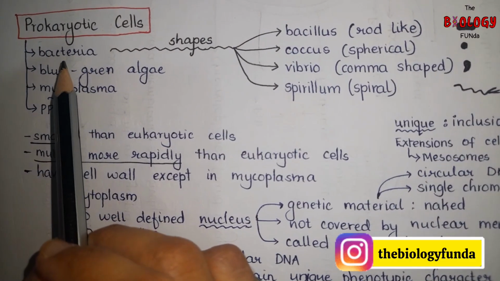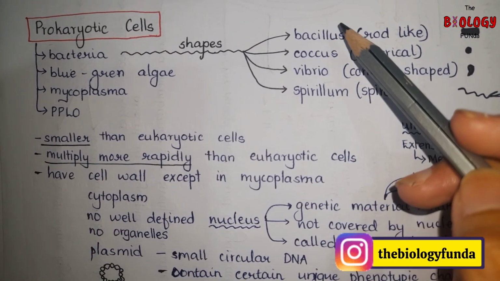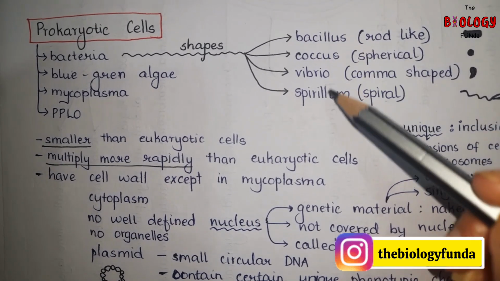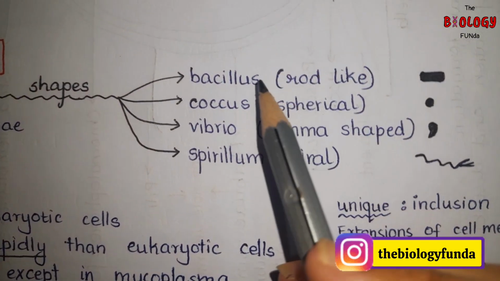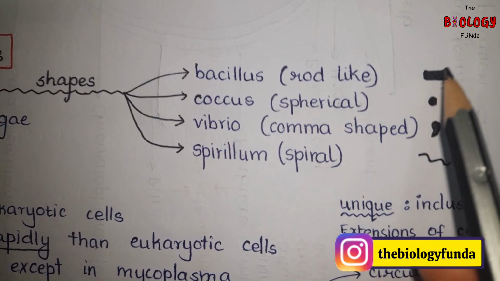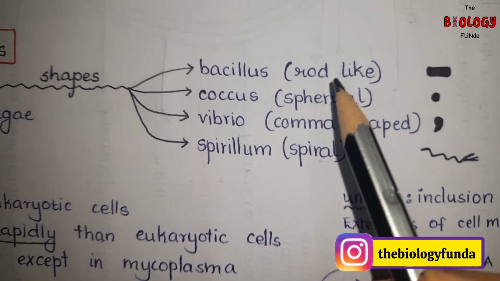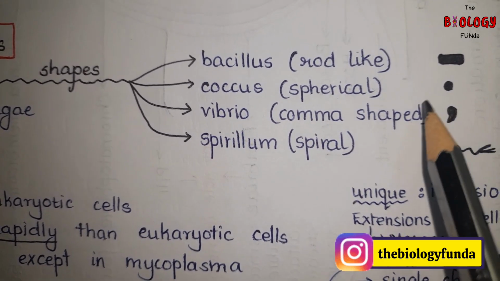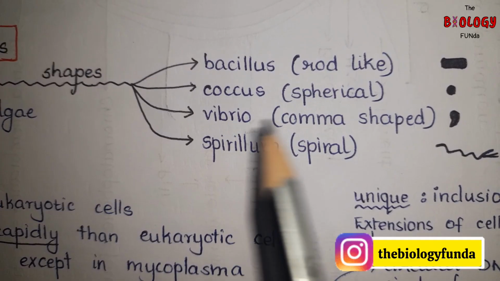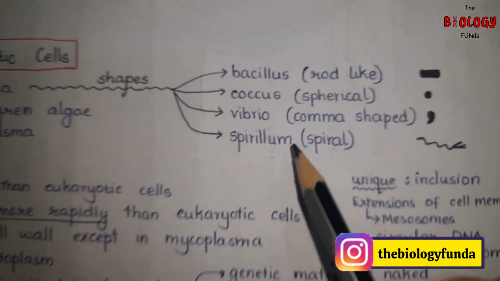If we look at the shapes of the bacteria, they are divided into 4 types based on the shapes. If the bacteria is rod shaped like this, it is called as bacillus. If it is spherical, it is called as coccus. If it is like a comma shape, it is called as vibrio. If it is spiral, it is called as spirillum.